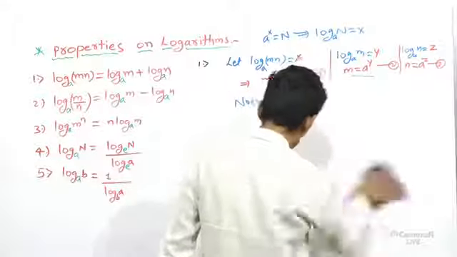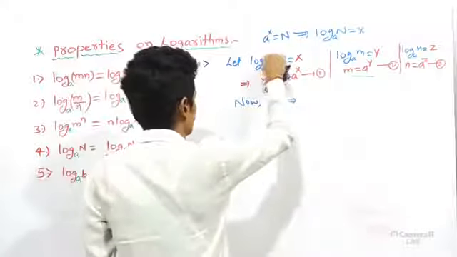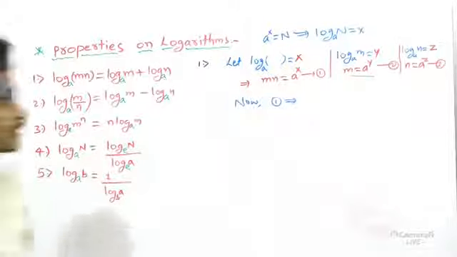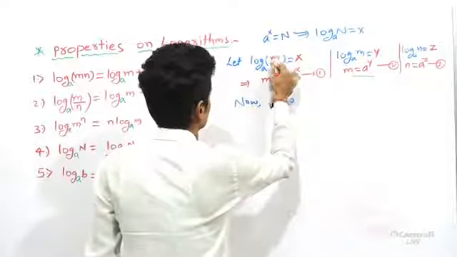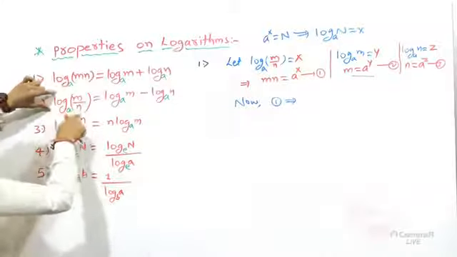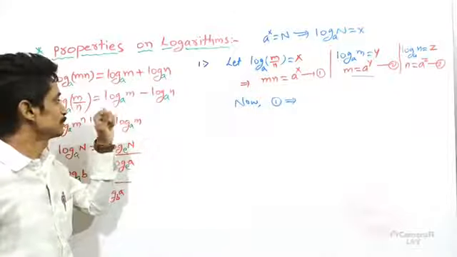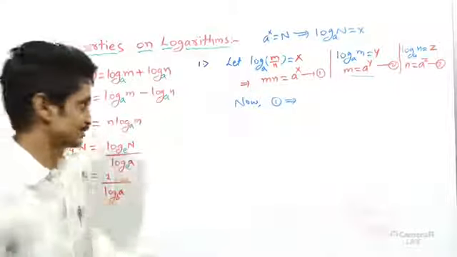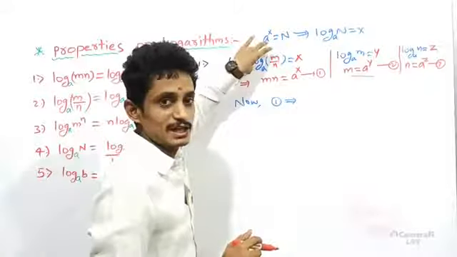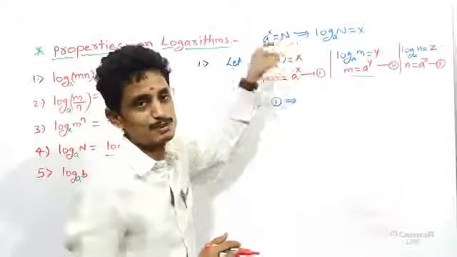Next we will move to property number 2. What is property number 2? Two numbers we have in the LHS in quotient form. So we write m divided by n. Look: log of m by n to the base a is equal to log of m to the base a minus log n to the base a. Now I will consider the LHS part, log of m by n to the base a, meaning log of some number to the base a.